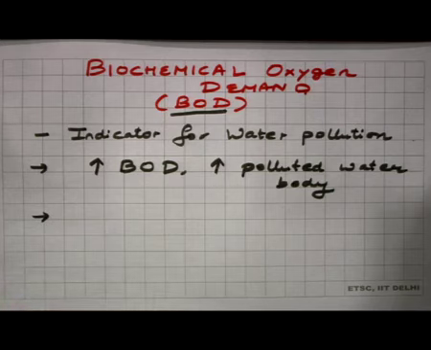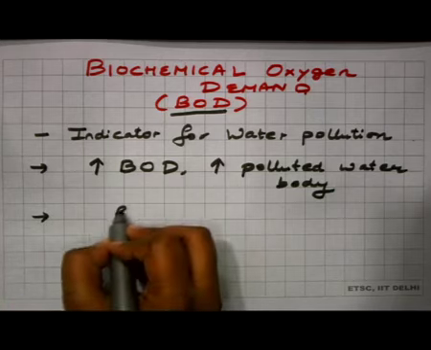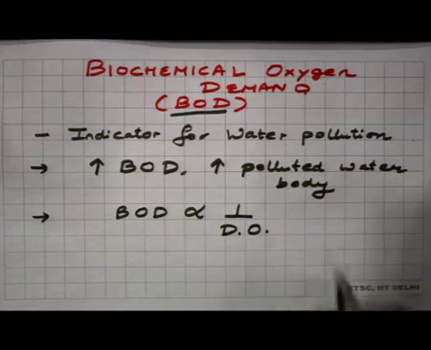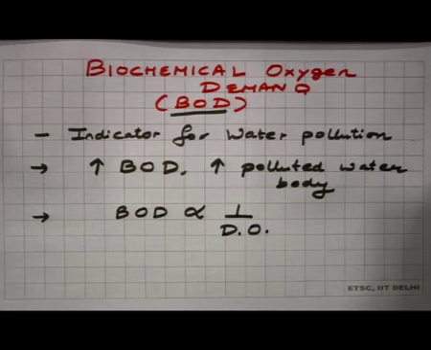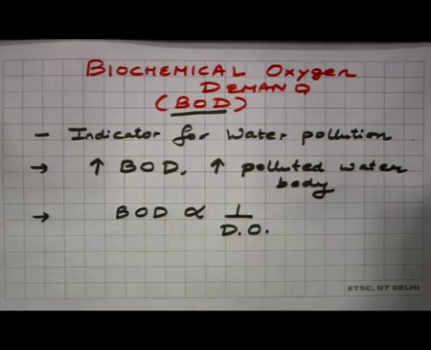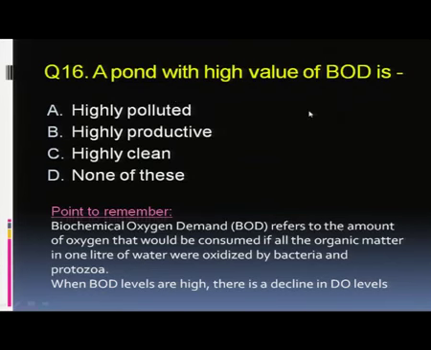And one more thing which we need to remember here is that BOD shows an inverse relationship with dissolved oxygen content, because the water has dissolved oxygen which is utilized by these organisms for oxidizing the organic matter. But if the dissolved oxygen content is less because of the accumulation of more organic matter, then more oxygen will be required, and this is known as BOD. The more the BOD, the less the dissolved oxygen content. So, what option will you select here? A pond with high value of BOD is A, highly polluted.